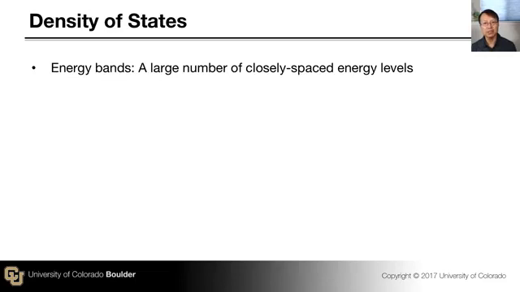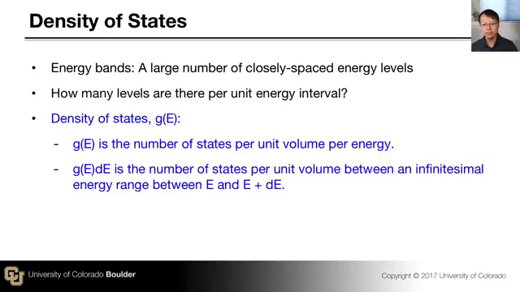many energy levels. So it is logical to ask, how many energy levels are there at a given energy? And that is the density of states. So density of states is defined as the number of states per unit volume per energy. Alternatively, you can define it as G of E, the density of states, times dE, the small energy interval, and call that the number of states per unit volume within an infinitesimal energy range between E and E plus dE.